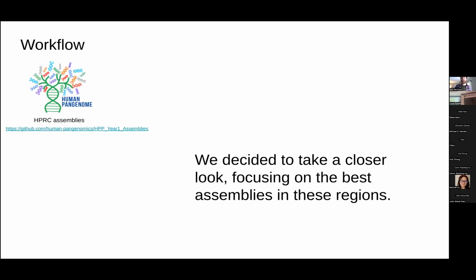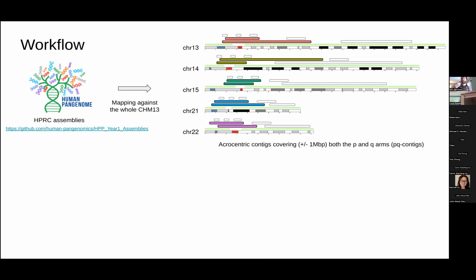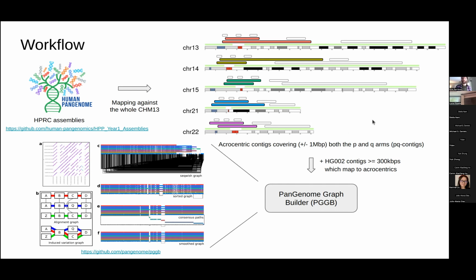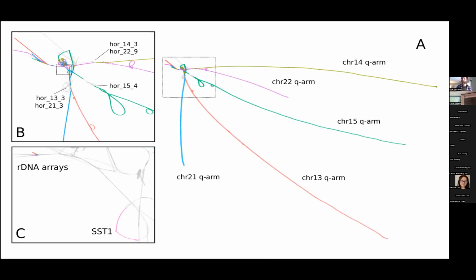So then we said, okay, this is confusing. We want to say this contig does come from that chromosome. In order to do that, we have to have some high confidence region that anchors it to a particular chromosome. And so we extracted contigs that were mapping across the centromeres of the acrocentrics by at least a megabase pair. And we assigned them to a chromosome based on their Q-arm relationships to the T2T. Then we build a graph with PGGB from everything. And this is what we get.